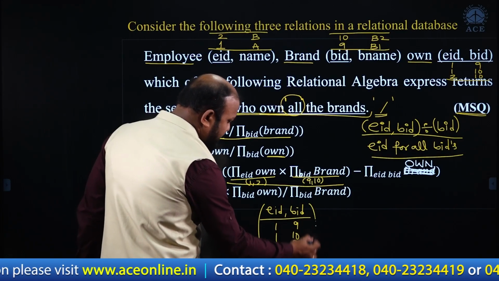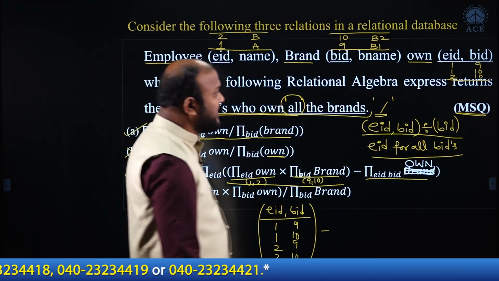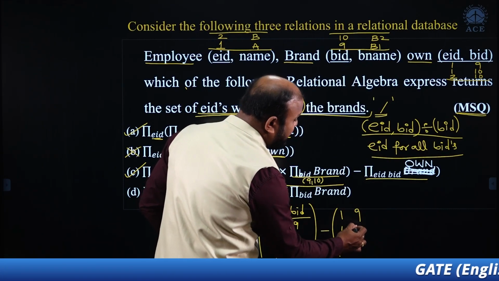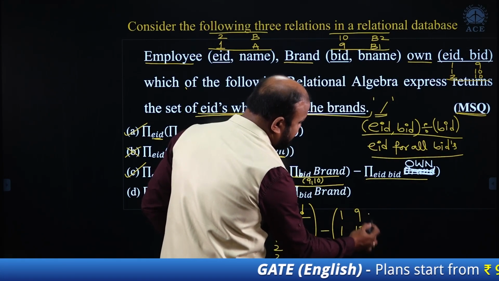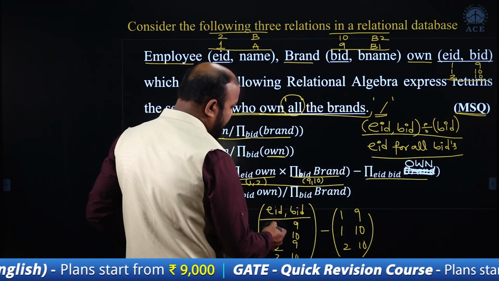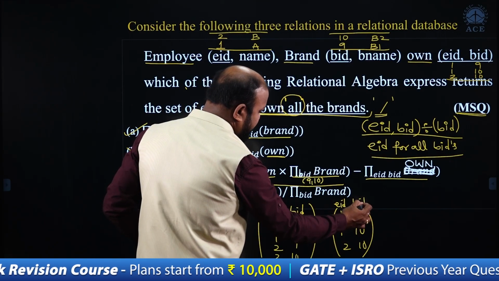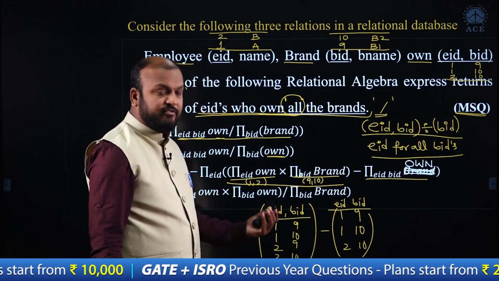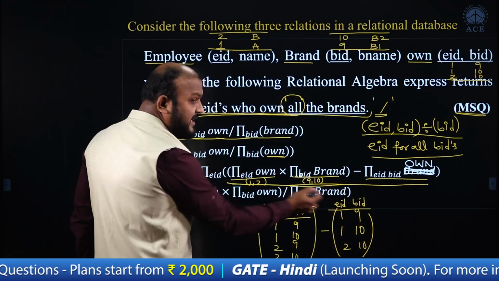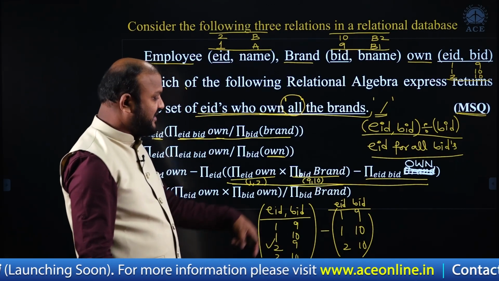In this expression we have a minus with pi EID, BID of own, from the own relation. What is there in the own relation? We have 1, 9, 1, 10, 2, 10, correct? If you perform minus between them, EID BID minus EID BID, the minus gives you the set difference. What does this set difference give? Values in the first but not in the second. Now, looking at the entire expression, 1, 9 is there in both of them, 1, 10 is in both of them, and 2, 9 is there in the first instance but not in the second instance.